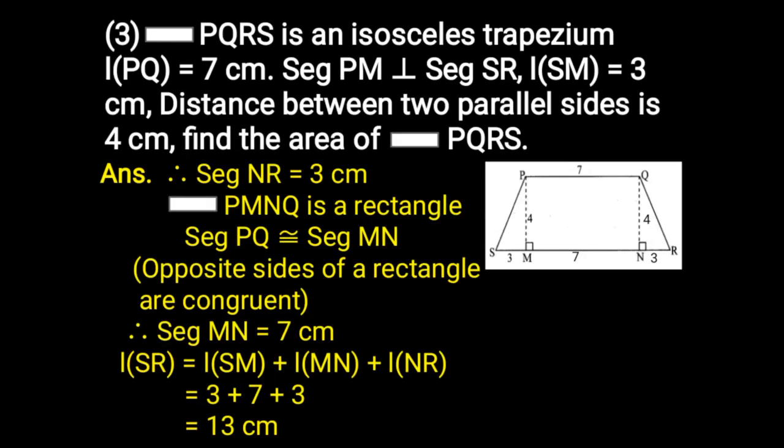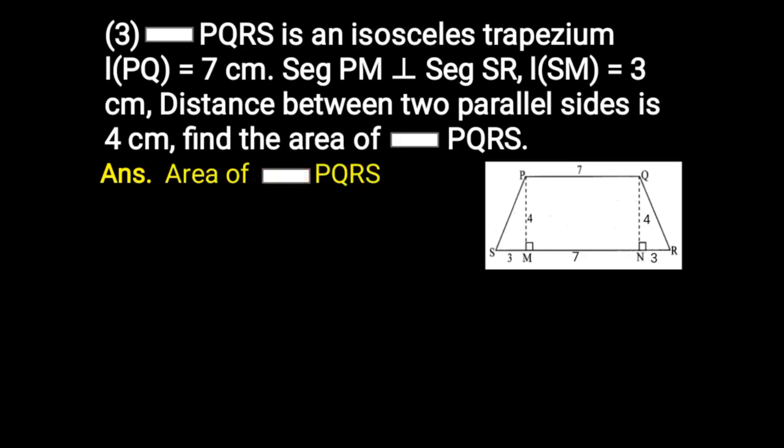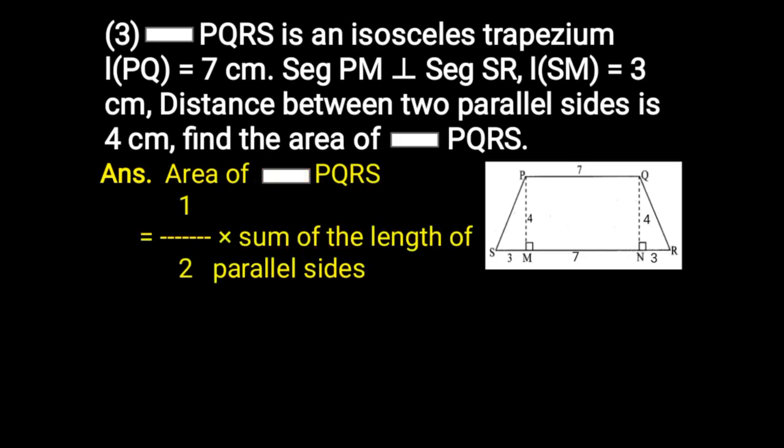Now you have to find area of quadrilateral PQRS. Segment PQ and segment SR are the two parallel sides of a trapezium. Segment PQ is equal to 7 cm is already given. Segment SR is equal to 13 cm. Quadrilateral PQRS is the figure of trapezium. So you have to use the formula of area of a trapezium if you are finding area of quadrilateral PQRS. Area of quadrilateral PQRS is equal to half into sum of the length of parallel sides into height.